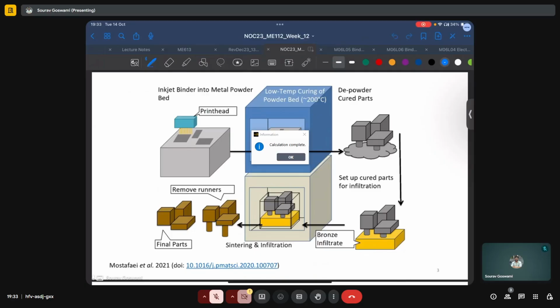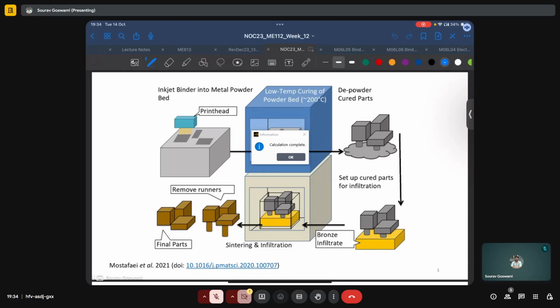Here we have a schematic of the basic process cycles of a binder jetting based AM process. Of course, just like we already saw, first the print head will dispense the binder material selectively into the desirable regions, layer by layer. Once this is done, there will be a low temperature curing of the powder bed, approximately at 200 degrees Celsius or so. Then the bed will be depowdered and the cured parts will be extracted.